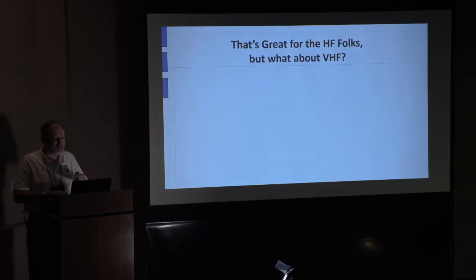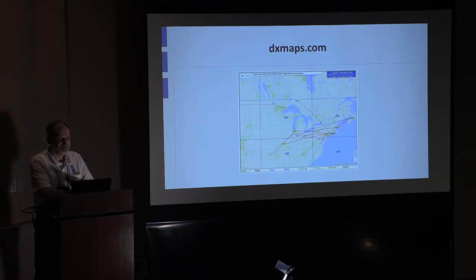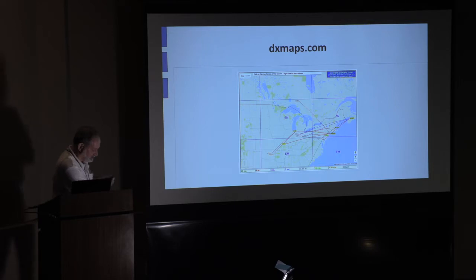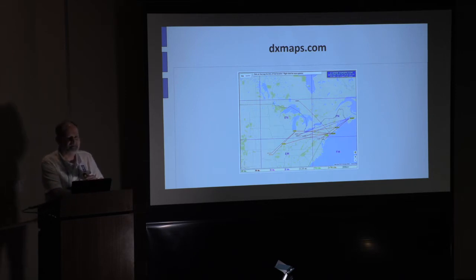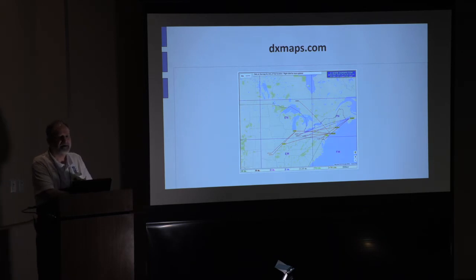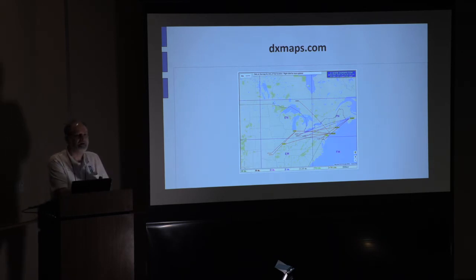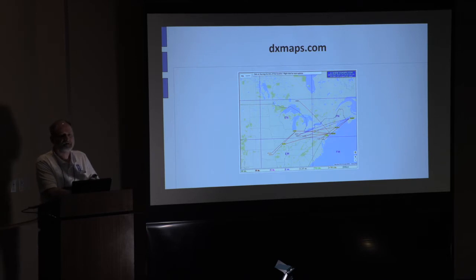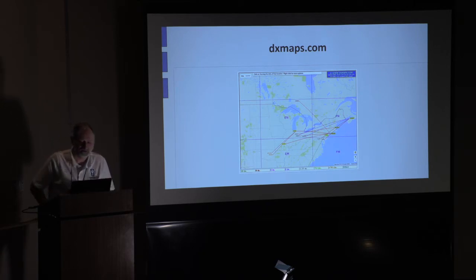So again, this is great for HF, but what about VHF? Well, this was DX Maps one day looking at 2 meters back last spring, and that was all of the activity in the entire United States coming from 2 meters and above, and that's not very much. And that's typically the case. There are some skimmers in Europe that are on 2 meters and even higher bands, but the US has had virtually nothing. So we're not doing any kind of monitoring of the VHF, UHF bands.